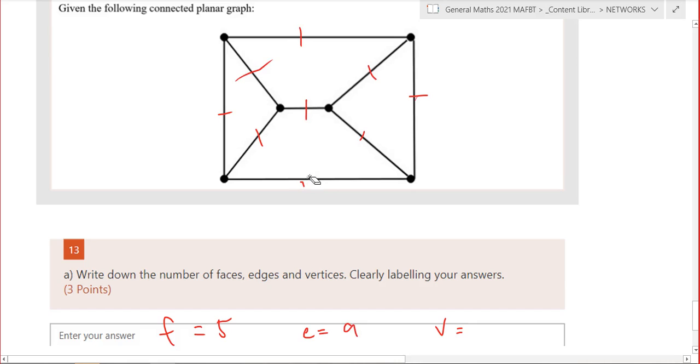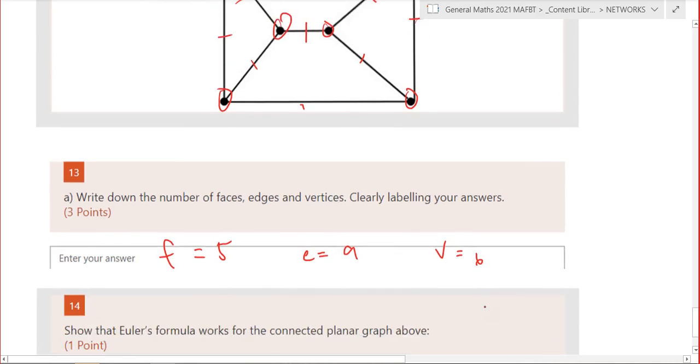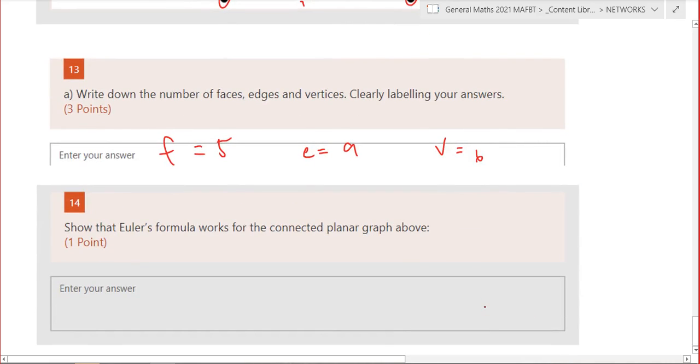And then how many vertices? Would be 1, 2, 3, 4, 5, 6. Okay, 6 vertices. Easy. Last question for this one. Show that Euler's formula works in the connected planar graph above. Now, if you forgot what Euler's formula is, I think in the notes it's this. V plus F equals E plus 2. That's in the notes that we've given you.